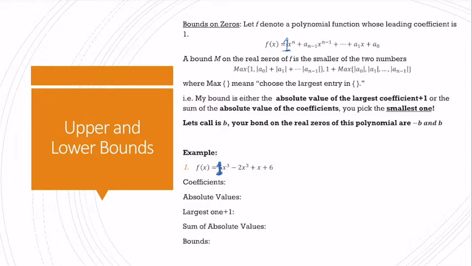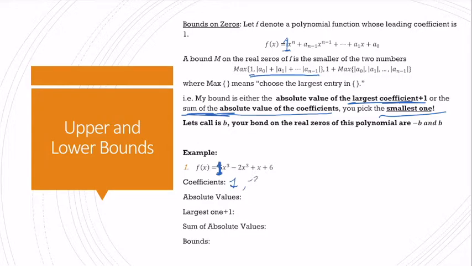If I have a bound m on my zeros, that's going to be the smaller of two numbers. It's either going to be the sum of the absolute values of all my coefficients added together, or it's going to be the absolute value of the largest coefficient plus 1. And what I do is I pick the smallest one.